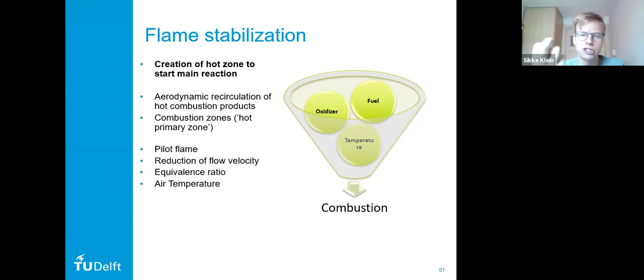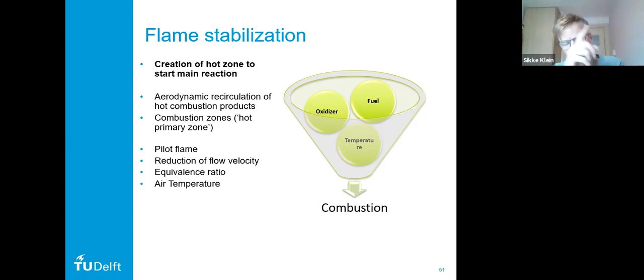And like we just discussed, non-premix flames, sometimes small and sometimes bigger, are also used to create a hot zone for stabilization, and they are called the pilot flame. So if you really want to have this flame anchor, you have the non-premix pilot flame. You want the local reduction of flow velocity, so you get stable combustion. You can play with the equivalence ratio and with the air temperature. So this is very important in all kinds of burners. They have this kind of flame zone.